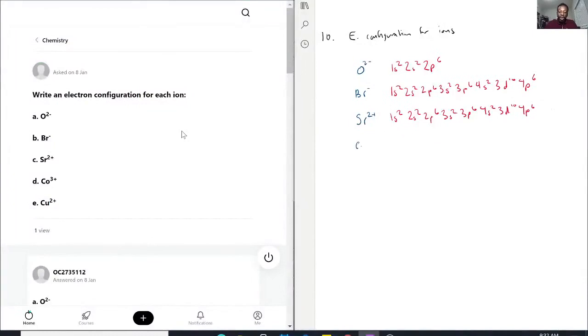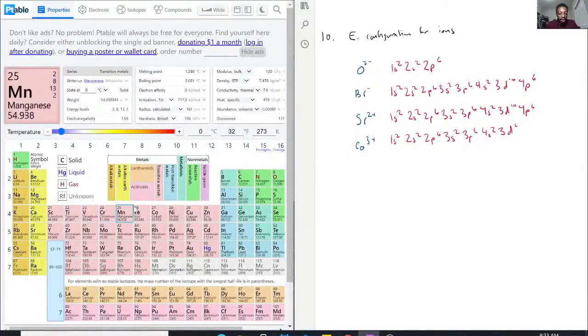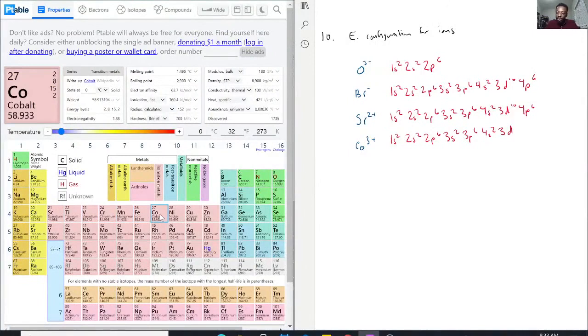So now we're dealing with cobalt 3+. If we refer to the periodic table, cobalt's right here. It's going to lose 3 electrons. But let's first draw out what it would be. You would have 1s2, 2s2, 2p6, 3s2, 3p6, 4s2, and now 3d6. Hopefully I counted that correctly. 1, 2, 3, 4, 5, 6, 7. So 3d7. Sorry about that.